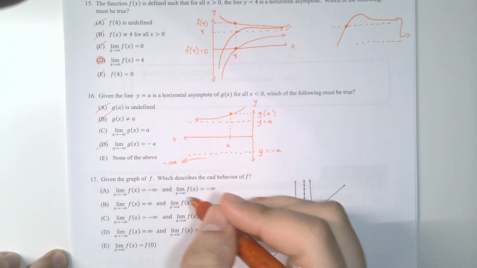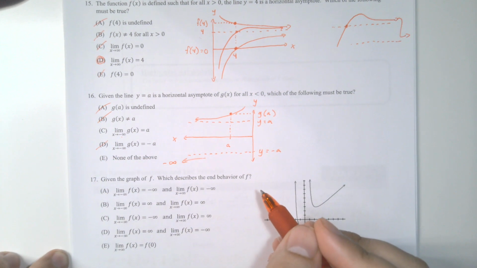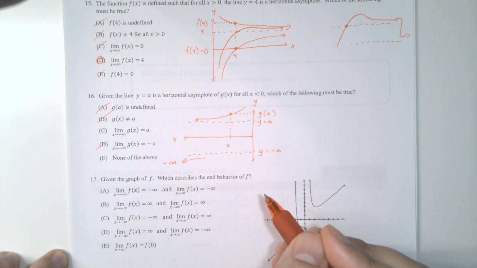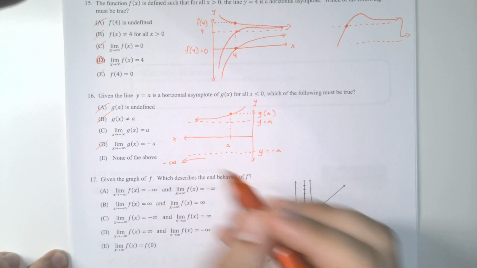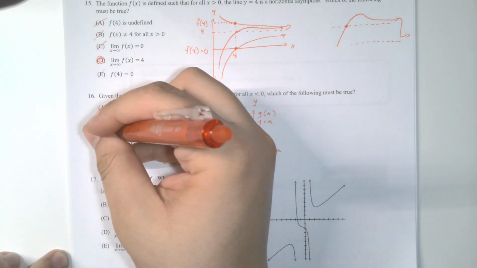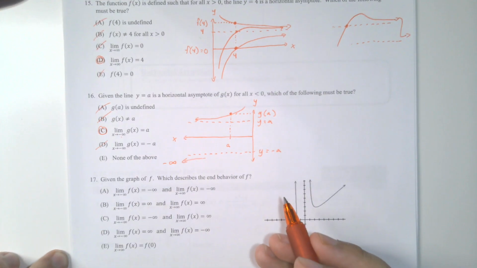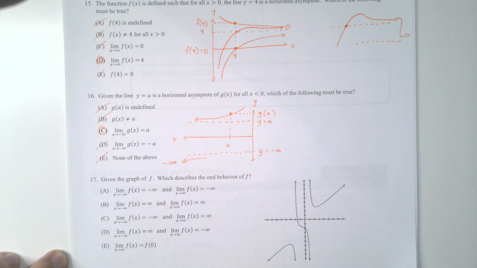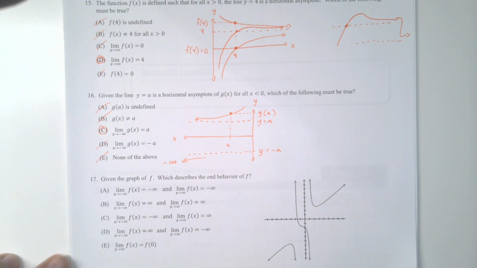And E, saying none of the above, generally in my experience, none of the above is hardly ever the answer. Especially when we have an answer like C, that would be incorrect. So C is definitely always true. As x goes towards negative infinity, g of x will approach a if we have an asymptote there. That's what we define our asymptote from, the end behavior.